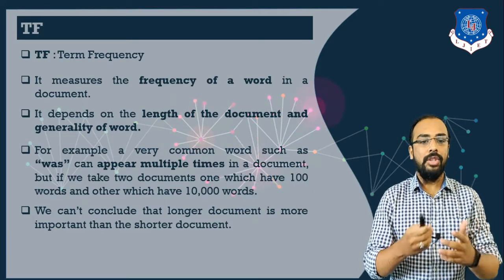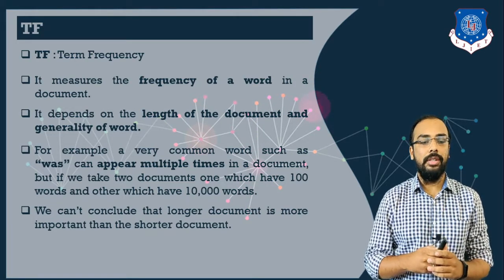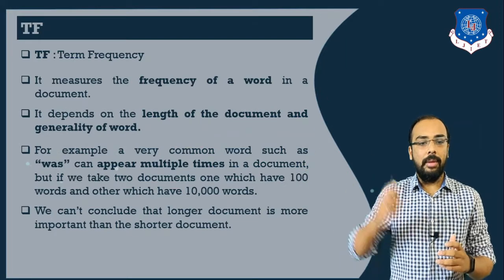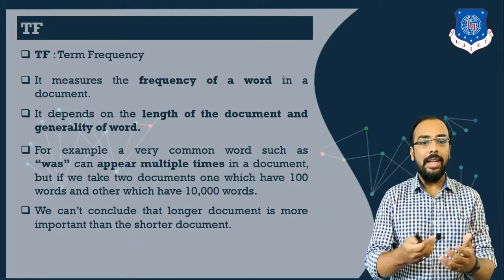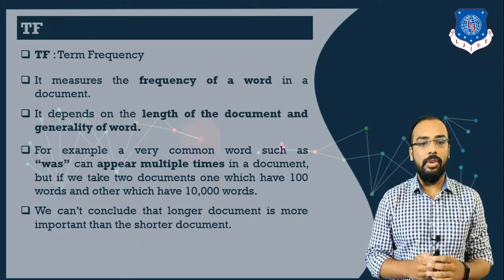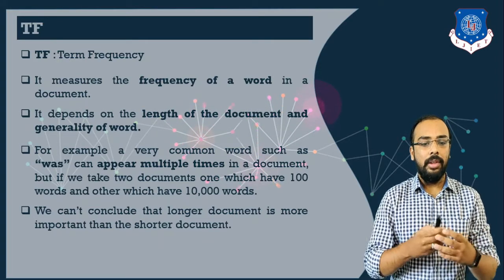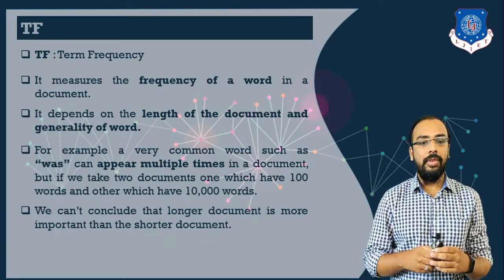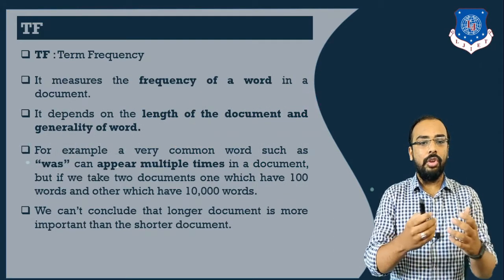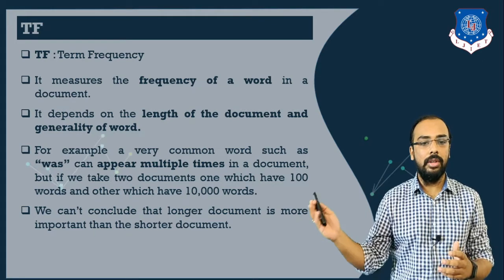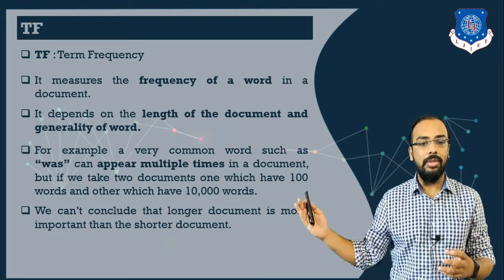So what do we mean by generality of a word? It means how common a particular word is. Let us consider an example. A very common word which we see is the word "was", and it can appear multiple times inside our document. Now let us consider a scenario where we have two different documents. In the first document we have a total of 100 words, and in the second document a total of 10,000 words.